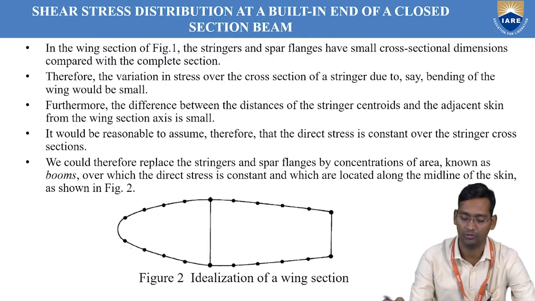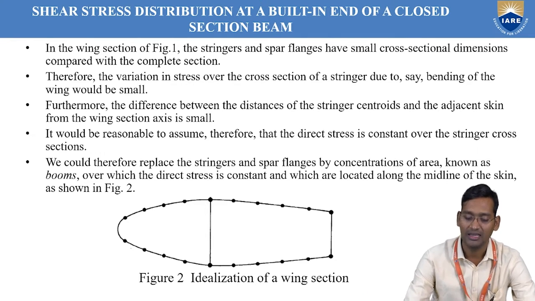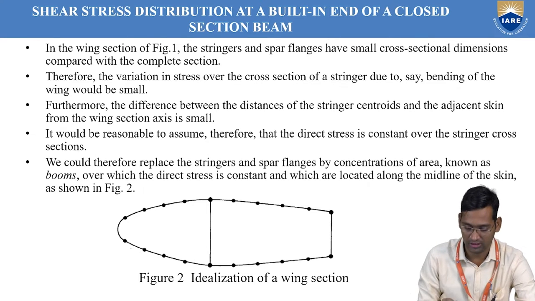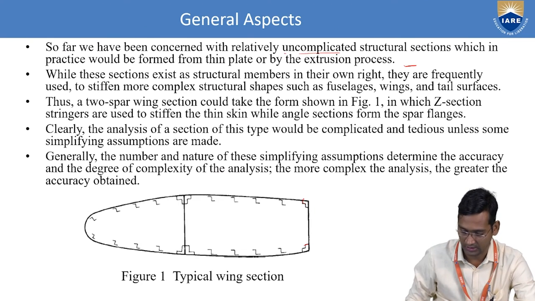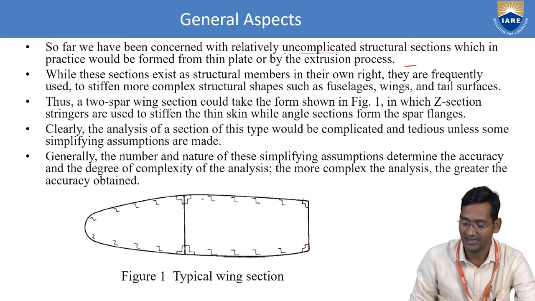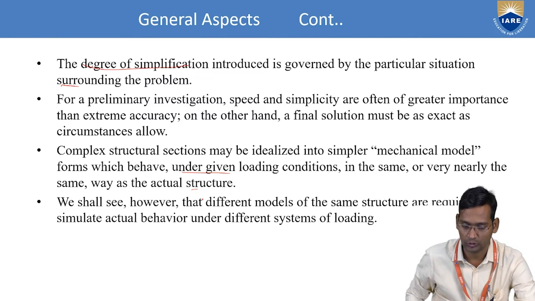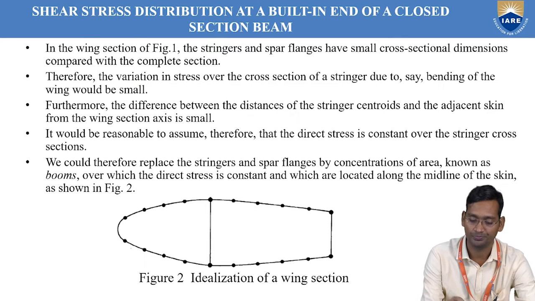closed section beam? So now this is for the closed section, the wing section in figure 1, where the stringers and spars are there. So for that we will see.